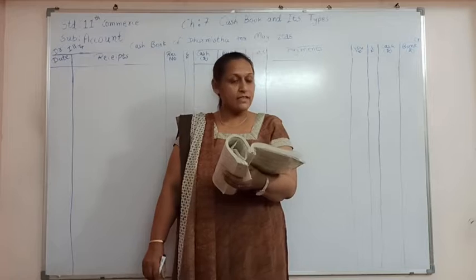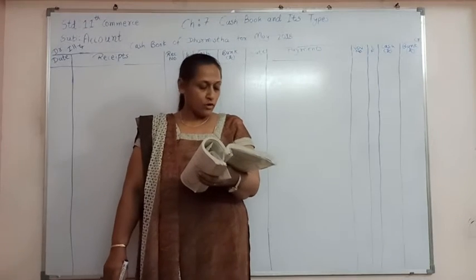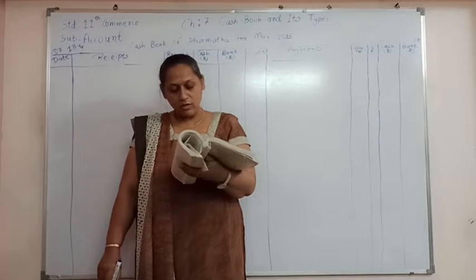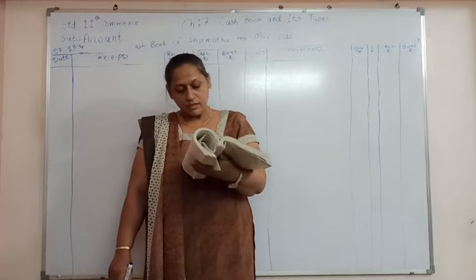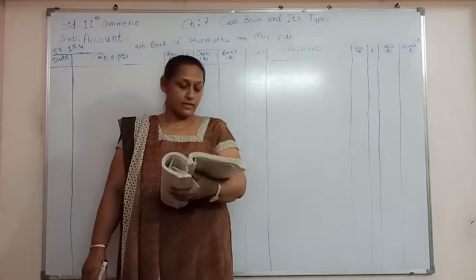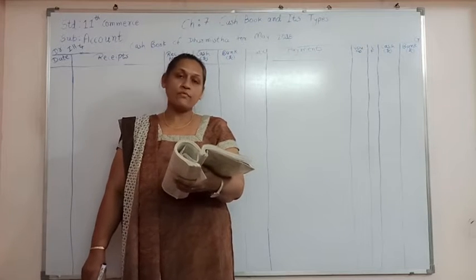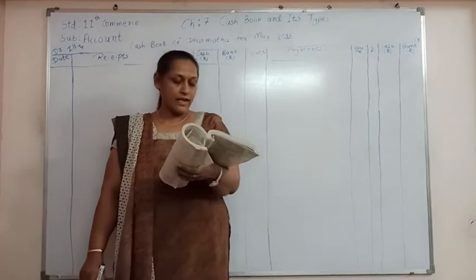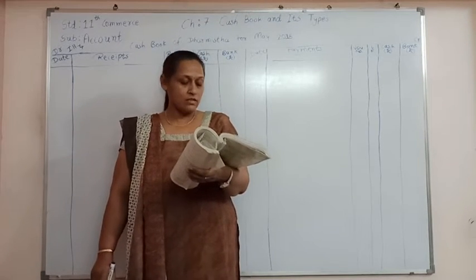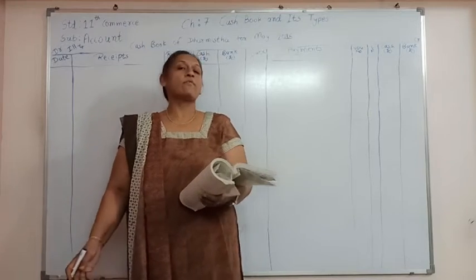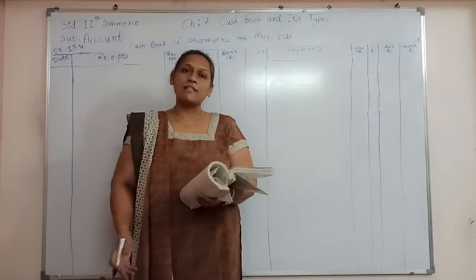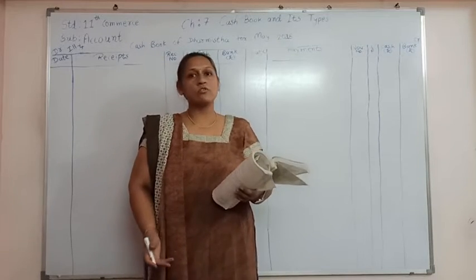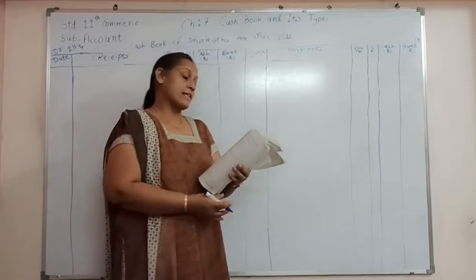Let's see illustration number 4. From the following transactions, prepare the cash book with bank column in the books of Dharmesh. 2015 May 1st: cash balance is 7,000 and bank overdraft is 2,500. As we have already discussed before, cash balance is a debit balance and overdraft is a credit balance, so we are going to write them on the debit as well as the credit side.